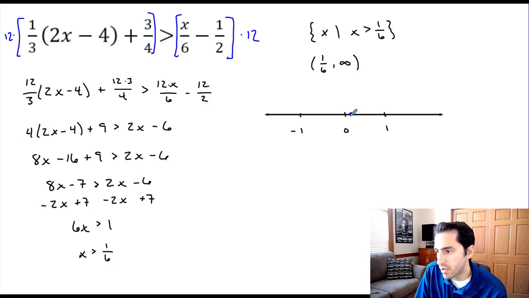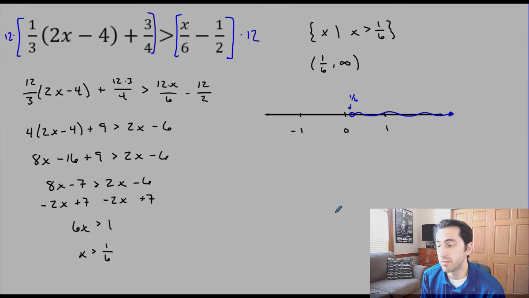So at 1/6, I'll put my open circle. And then I'm actually going to label that, just so people don't have to guess as to where it is. I can label it and they know exactly that's at the point 1/6. And then we want everything that is greater than this. So we're going to shade everything to the right of 1/6. And again, I'm putting a little arrow on here to indicate that it is going all the way to positive infinity.